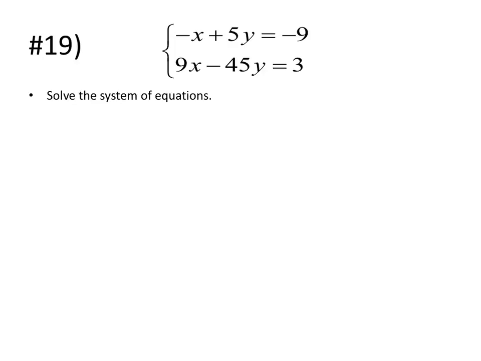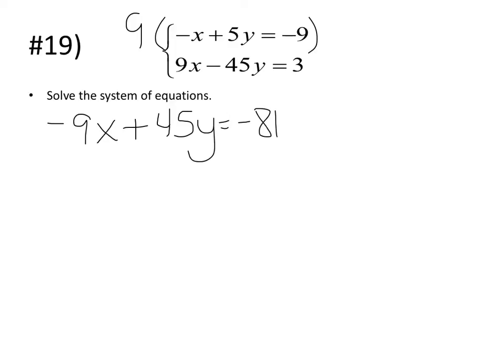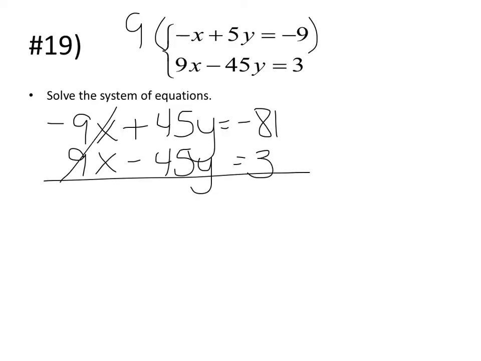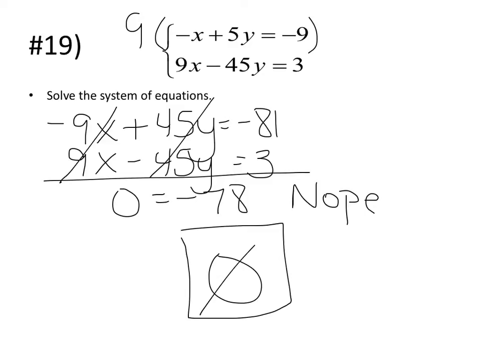All right. Here I've got negative x and 9x. So if I multiply the top equation by 9, my x's will go away. So I've got negative 9x plus 45y is equal to negative 81. And 9x minus 45y is equal to 3. So it looks like my x's and my y's cancel, leaving me 0 on the left is equal to negative 78. That's not a true statement, so we can say nope. So your answer for this would be no solution. If you get a false statement, which this here is a false statement for sure, your answer is no solution.